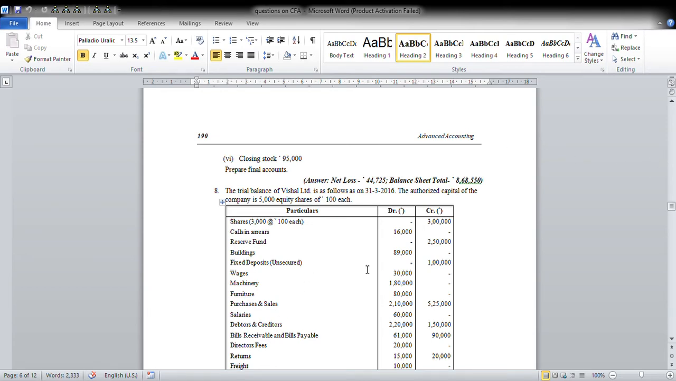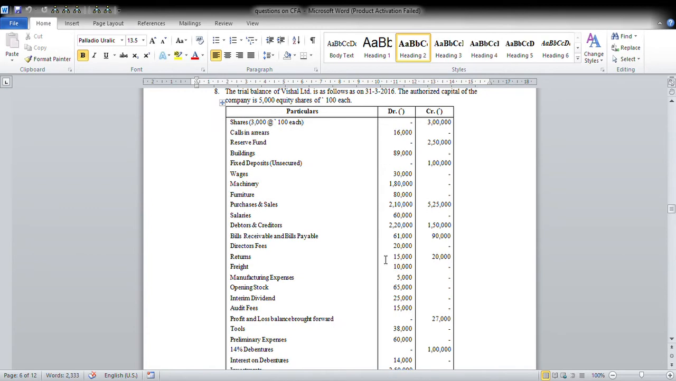Now coming to the eighth question here, which is towards the trial balance of Vishal Limited as on 31st of March 2016, and here the authorized capital of the company is 5,000 equity shares of 100 each. So whenever the information towards the authorized capital is being given, you are supposed to show this authorized capital under the share capital, and underline the amount as well. So 5,000 into 100, 5 lakhs is the authorized capital.